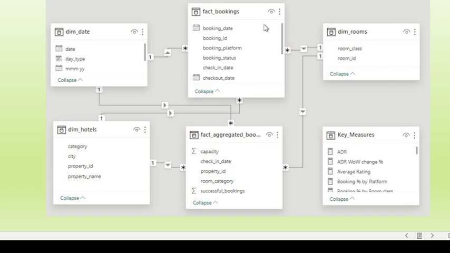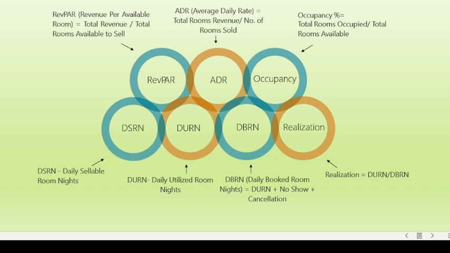Okay, so here you can see the fact booking table and the fact aggregate booking table. The rest three are the dimension tables, that is dim date, dim hotels, and dim rooms. Then these are the measures which we have created for the analysis of the report. All these tables are interconnected. They all have one-to-many relationships, as you can see in the data model, which has a star schema.